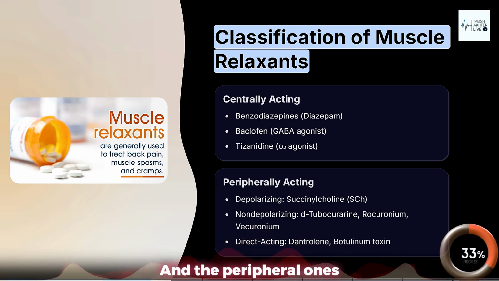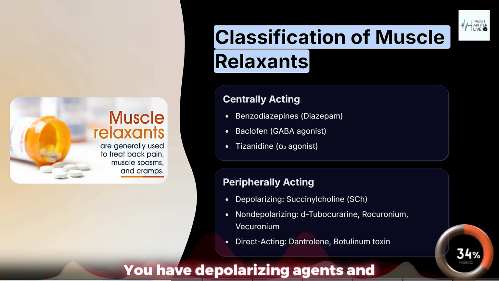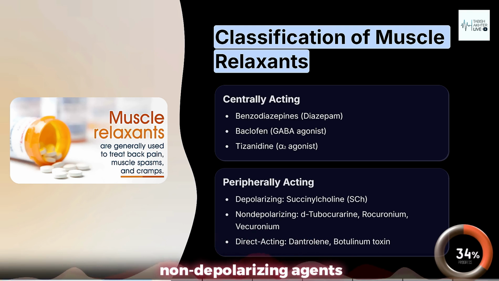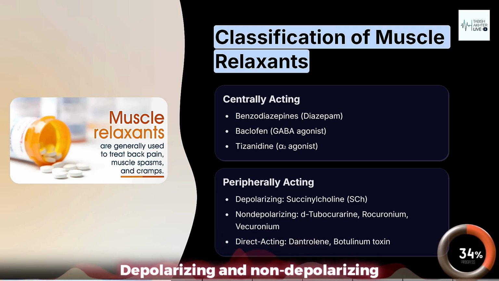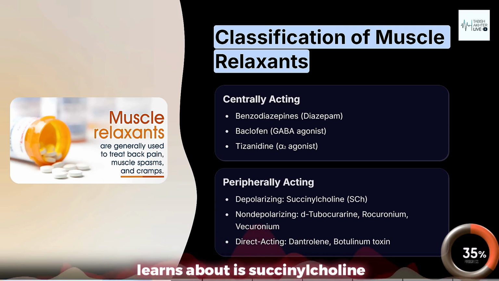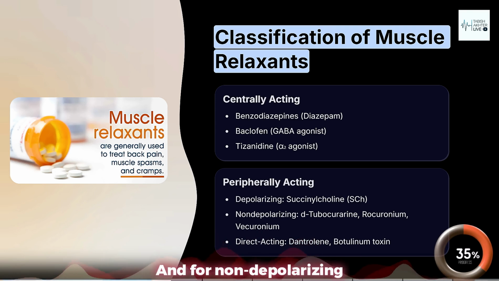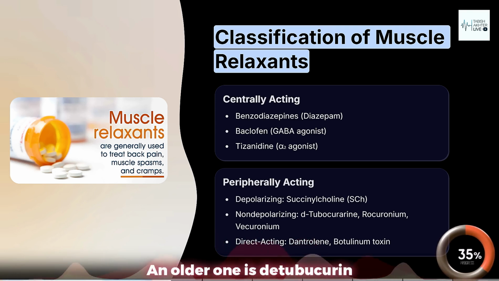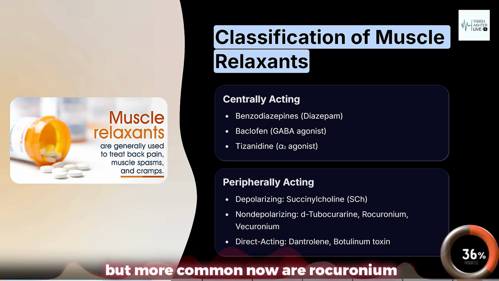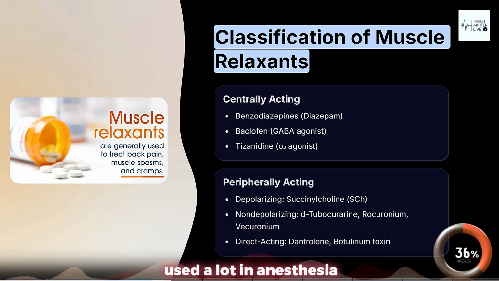And the peripheral ones? These are split again. You have depolarizing agents and non-depolarizing agents. The main depolarizing one everyone learns about is succinylcholine. And for non-depolarizing, there are quite a few. An older one is d-tubocurarine, but more common now are rocuronium and vecuronium, used a lot in anesthesia.